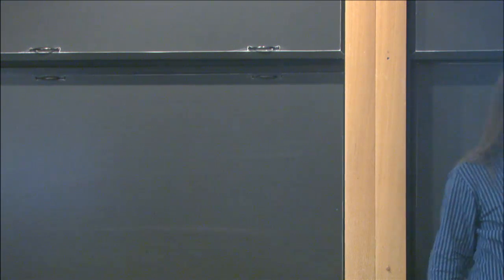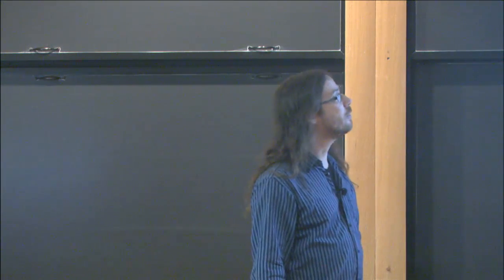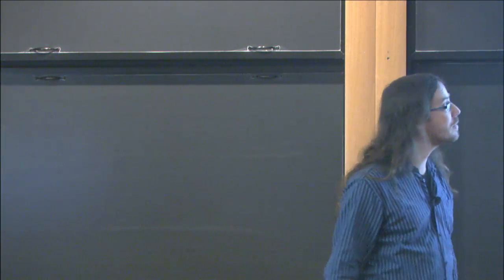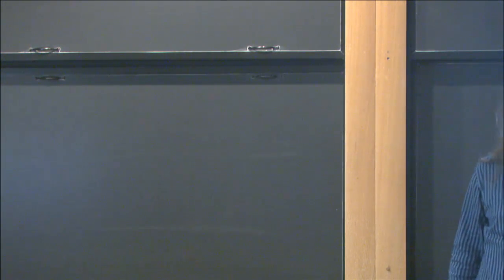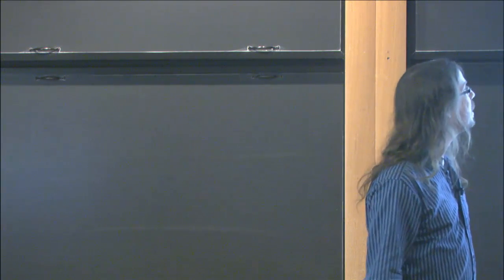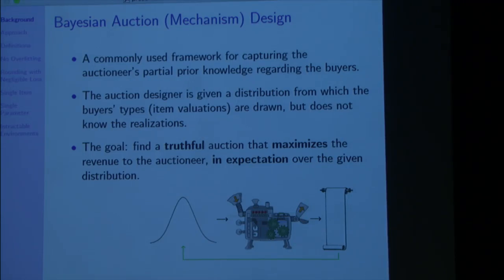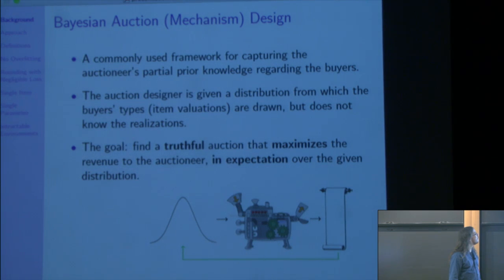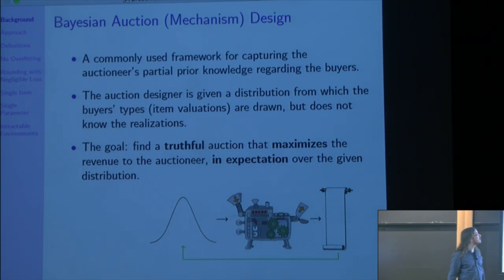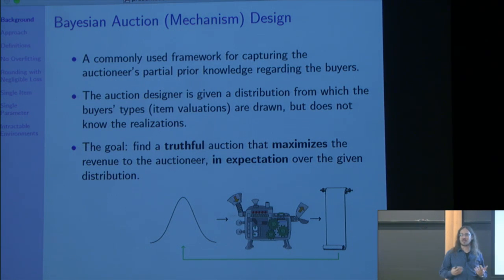Thanks, everyone, for coming. We're going to talk about efficient empirical revenue maximization. But before we talk about empirical revenue maximization, let's talk about Bayesian revenue maximization. Bayesian auction, sometimes called Bayesian mechanism design. I'm going to use the words auction and mechanism to mean the same thing in this talk, so please forgive me if I'm not completely consistent.